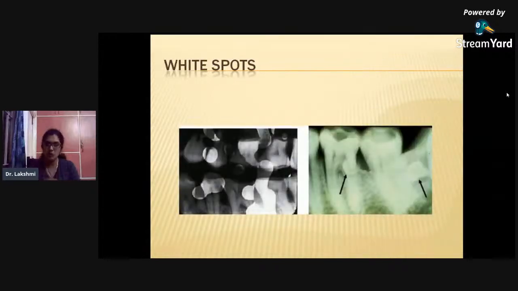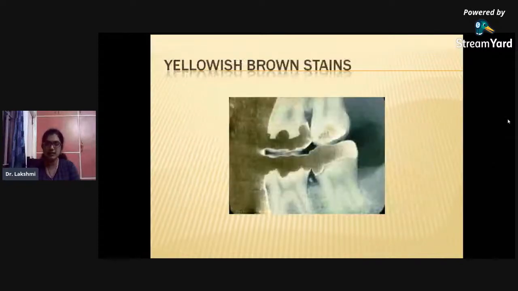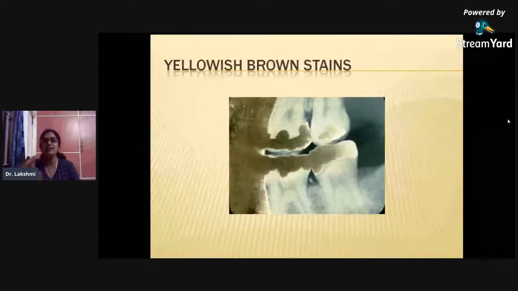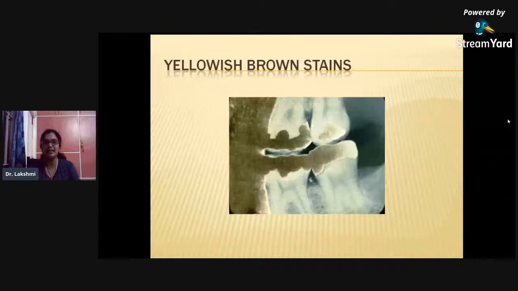White spots is the same problem. If the film before the exposure is contaminated with the fixer droplets, then white spots are formed on the radiograph. Yellowish brown stains. Okay, yellowish brown stains means if the developer and the fixer are depleted, they are not concentrated enough. So that means a yellowish brown stain is formed.